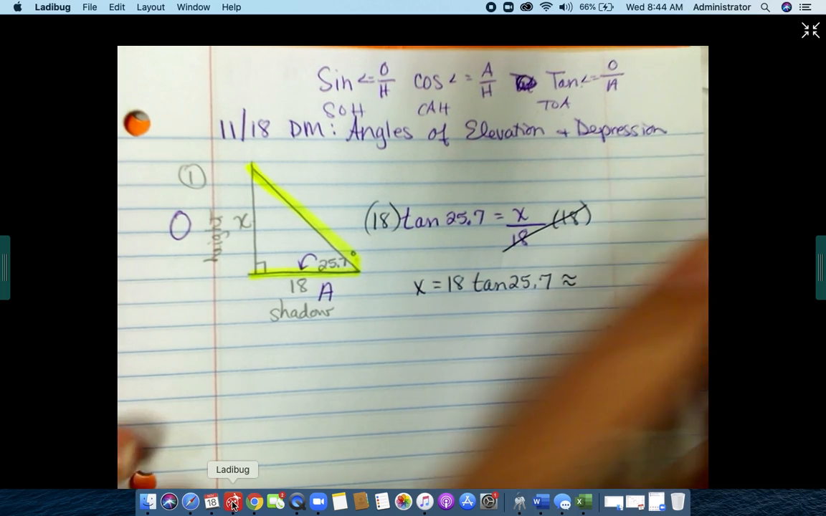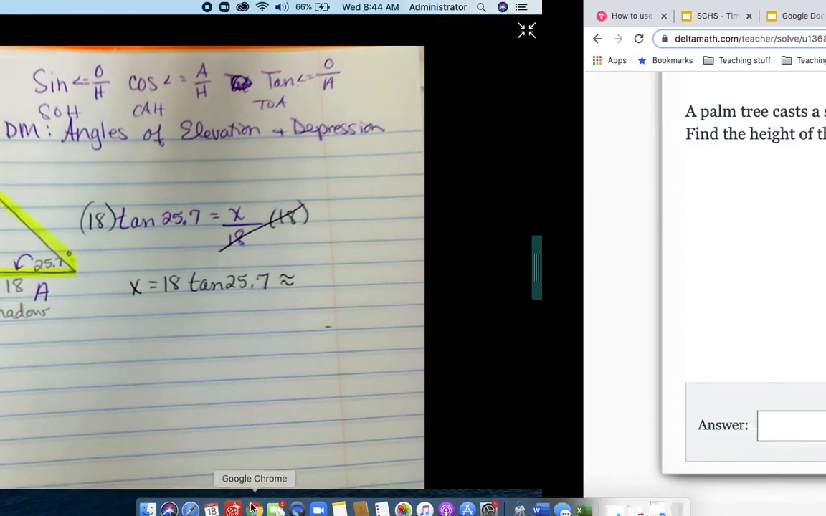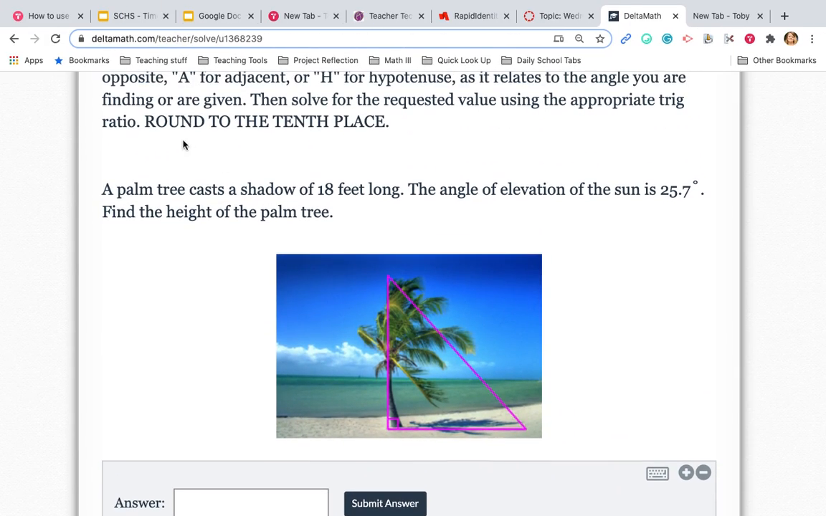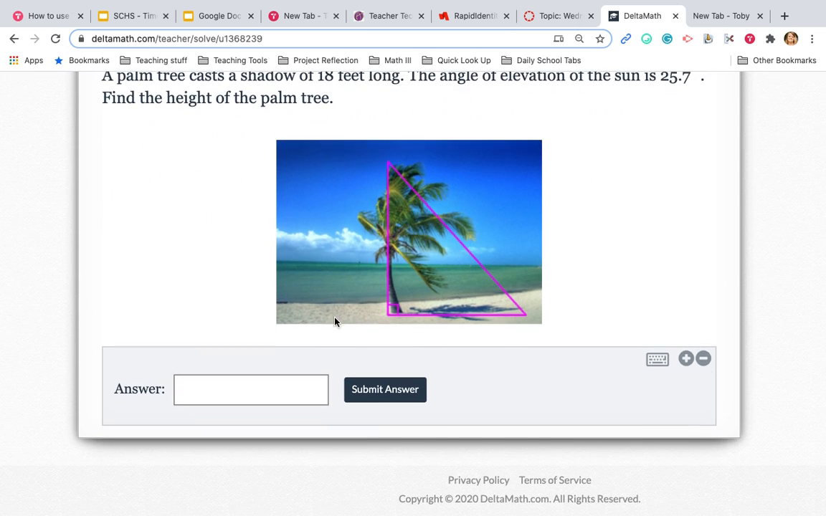But we need to find the approximate value rounded to the tenth place. Because in here, in the instructions, it says round to the tenth place. So if I type this in, rounded to the tenth place, make sure your mode is in degree mode. So let me flip this back.